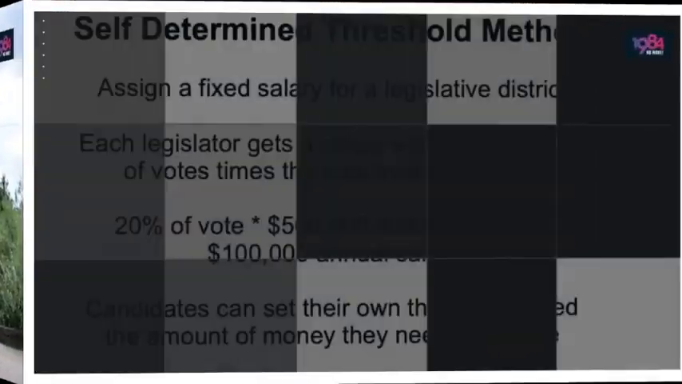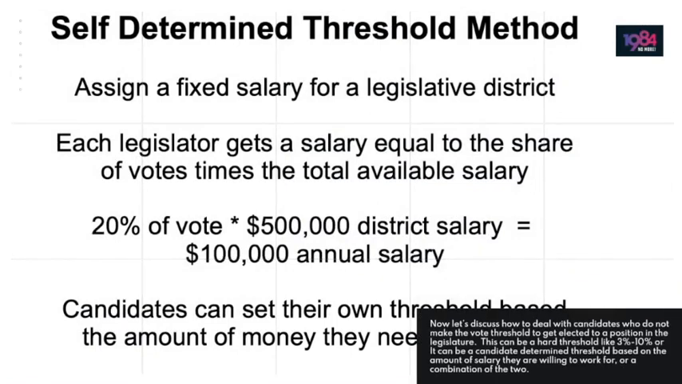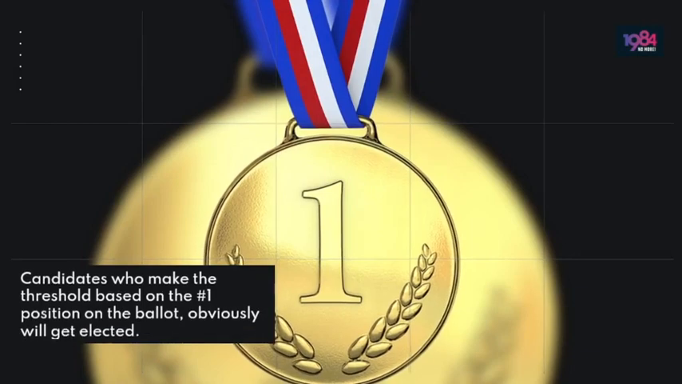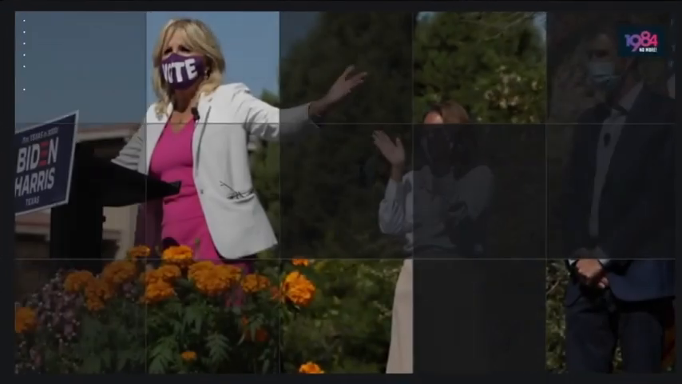Now let's discuss how to deal with candidates who do not make the vote threshold to get elected to a position in the legislature. This can be a hard threshold like 3% to 10%, or it can be a candidate-determined threshold based on the amount of salary they are willing to work for, or a combination of the 2. Candidates who make the threshold based on the number 1 position on the ballot, obviously will get elected. What happens to the other candidates?